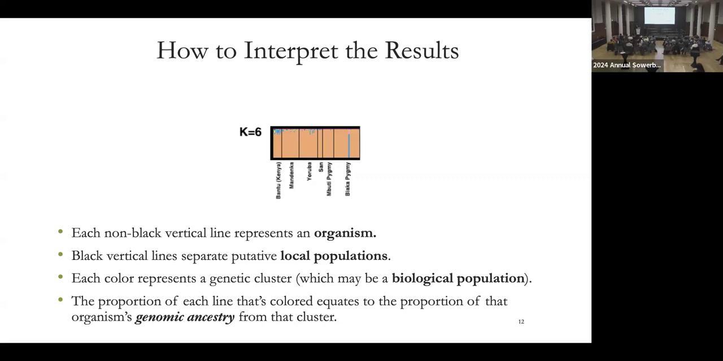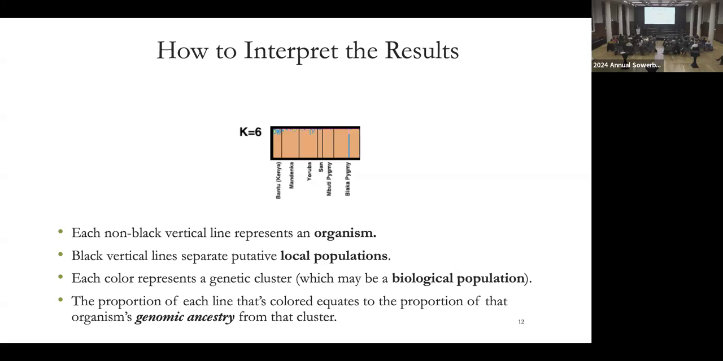The color dimension is your genetic cluster dimension, which may or may not represent a biological population, right? You might have very coarse sampling, and you just get a genetic clustering because of the sample. There's not really anything there. But sometimes you can get actual population structure identified.